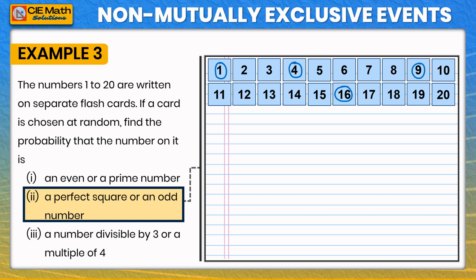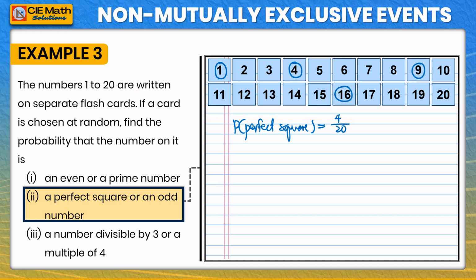No more, because the next will be 5 times 5, which is 25. It's beyond the numbers already. The probability then of getting a perfect square is equal to 4 out of 20.